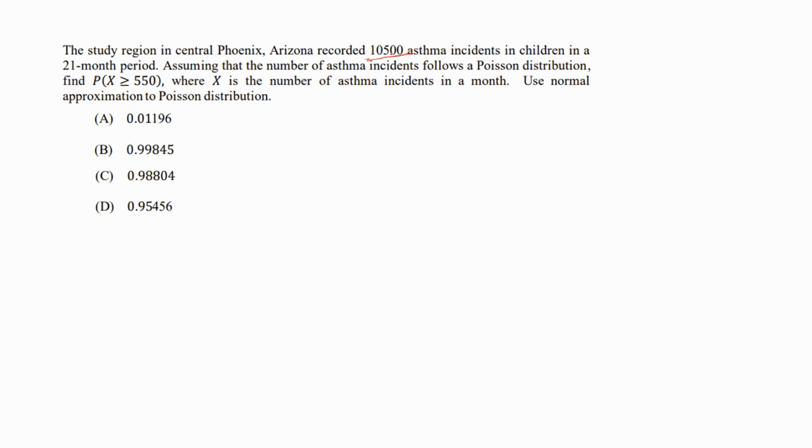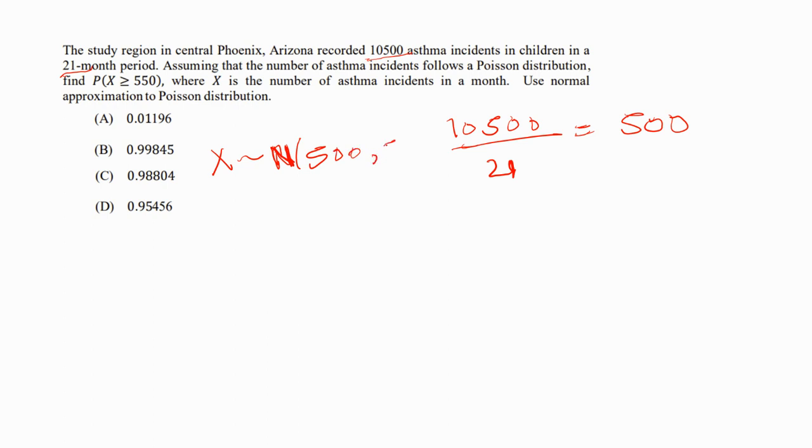So 10,500 in 21 months. Okay, so in 1 month we will have 10,500 divided by 21. So 21 times 5 will be 105, so it will be 500. Now you know for Poisson distribution, mean and variance are the same. So it is lambda and lambda. We are taking normal approximation, so x will be normal 500 comma 500.